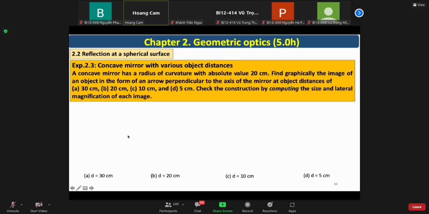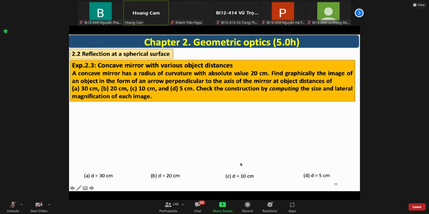The radius of curvature should be positive. But if it is a convex mirror, the radius of curvature should be negative. Yes, so pay attention to that. Find graphically the image of the object in the form of an arrow perpendicular to the axis of the mirror at object distances of A 30 centimeter, B 20 centimeter, C 10 centimeter, and D 5 centimeter.